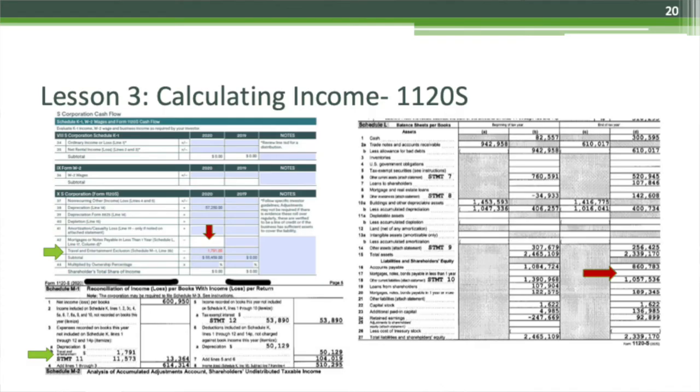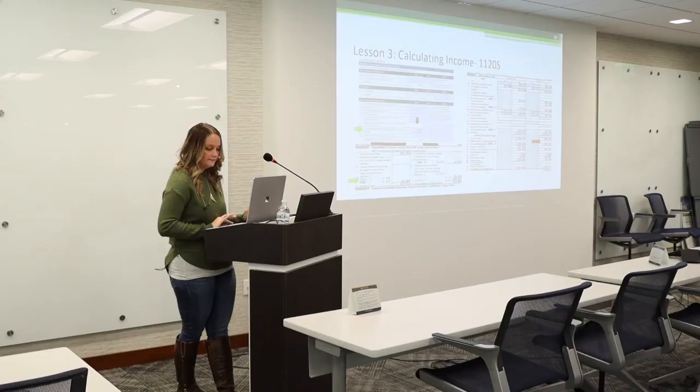So now we're going to mortgages, notes, bonds payable less than 1 year. This one is listed as Schedule L, line 17D. Here, there's nothing there. And then travel and entertainment exclusion, Schedule M1, line 3B, 1791. And again, that's red because we have to hit it with that.